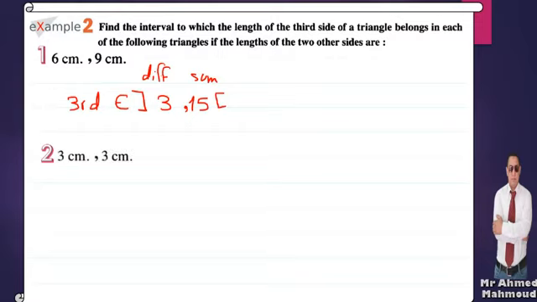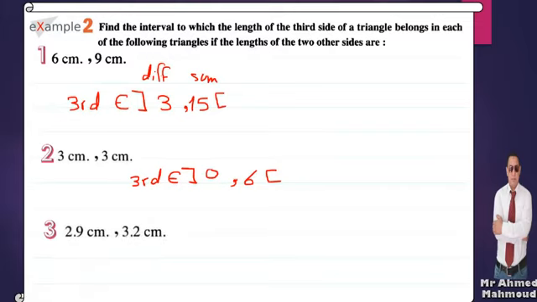The next one, 3 and 3. Okay, the third side here belongs to the open interval. 3 minus 3 equals 0, and 3 plus 3 equals 6. Then the third side belongs to the open interval 0 and 6. Number 3, the third side here belongs to the open interval. 3.2 minus 2.9 equals 0.3, and 2.9 plus 3.2 equals 6.1. The next example.